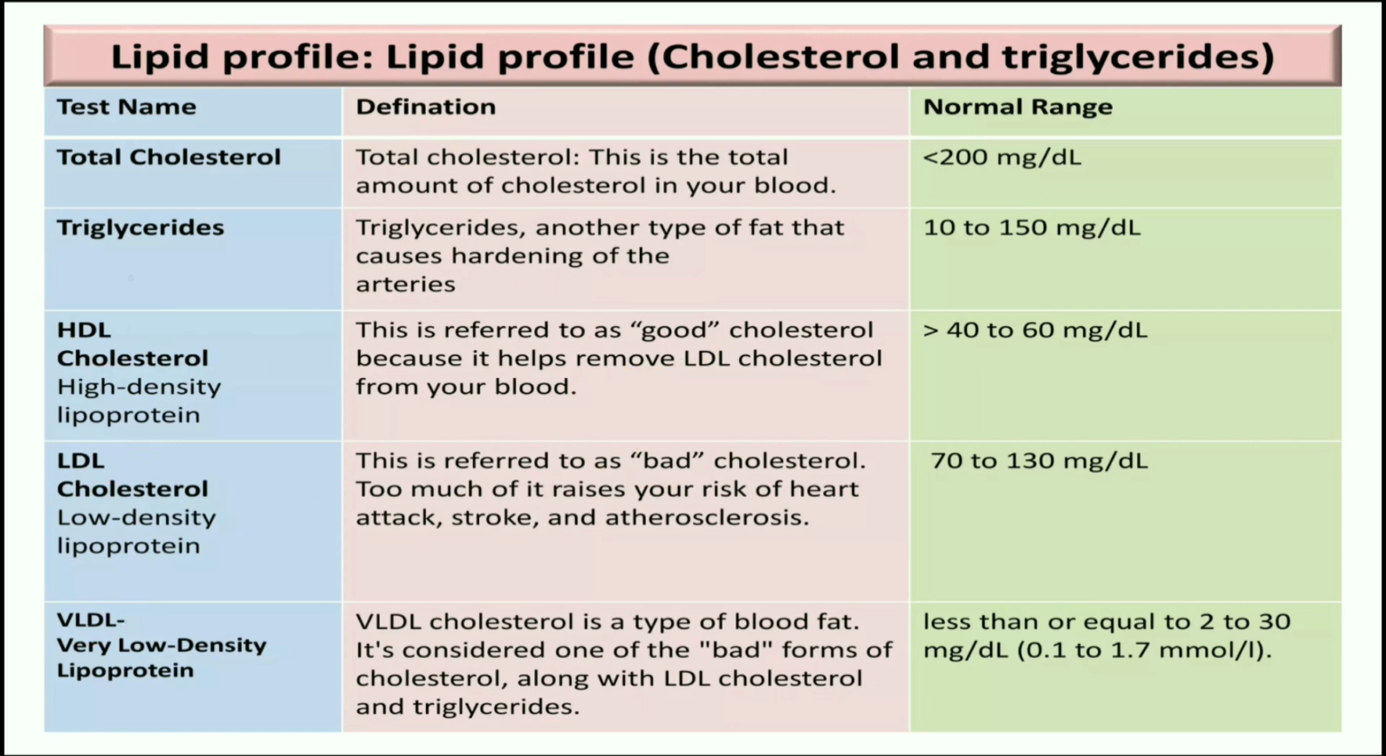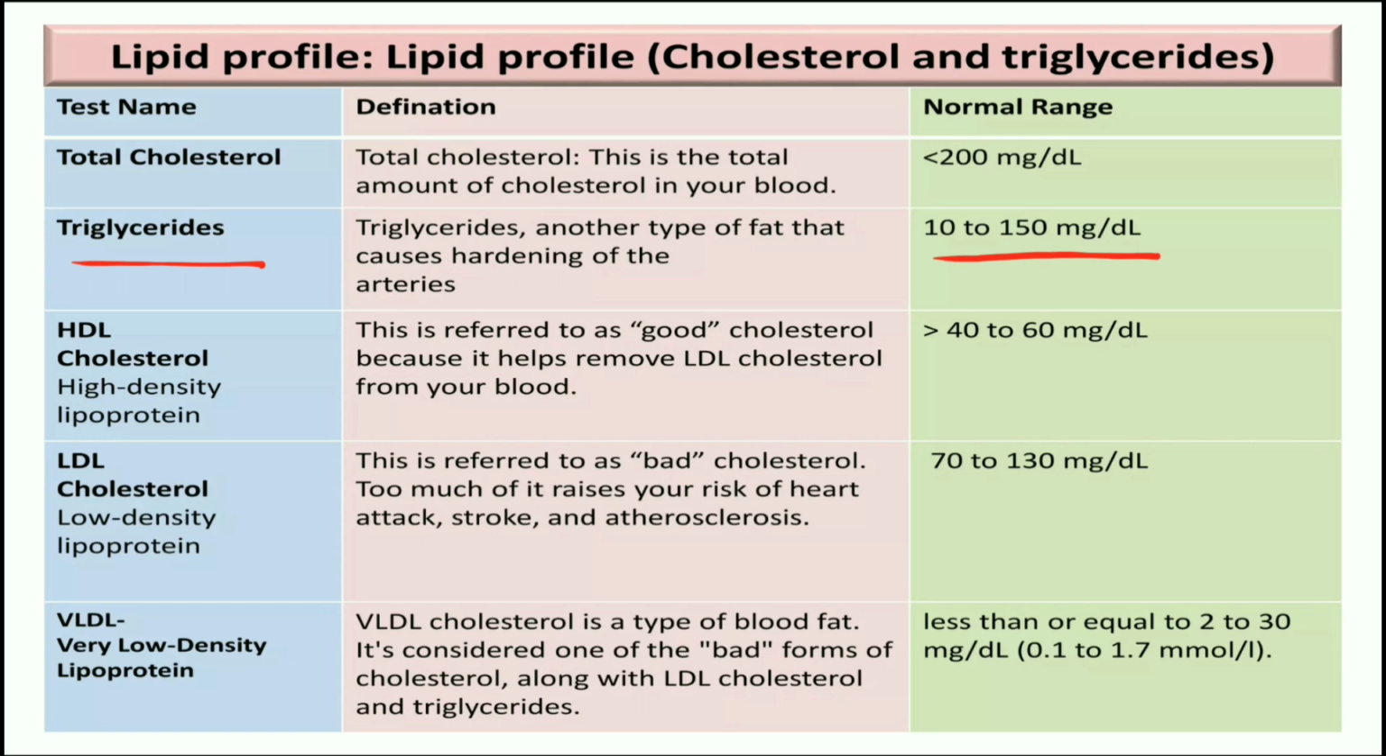The next parameter is triglycerides. The normal value of triglycerides should be between 10 to 150 milligram per dL. The main role of triglyceride is that it is stored in the form of fatty acids, which are used in the form of energy when required. So when we eat food, our body converts the calories which are not needed into triglyceride. This triglyceride is stored in your fat cells. Later on, hormones release the triglyceride for energy when needed.